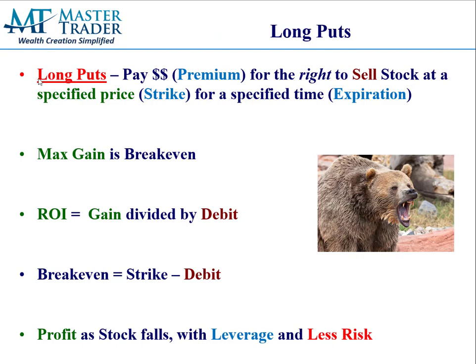So again, the definition: when you buy puts, you're paying money, which is referred to as premium, for the right, but not the obligation, to sell the stock at the agreed upon price, called the strike price, for a specified time, referred to as the expiration date. Your max gain is your break even, which is the strike price that you bought less what you paid for it. Then, if the stock goes to zero, that's your maximum gain. Your return on investment is whatever gain you got by selling the puts when you're done with the trade, divided by what you paid for it. So you're profiting as the stock falls with leverage and less risk compared to shorting the underlying stock.